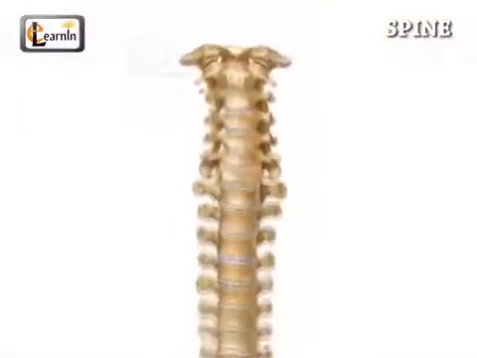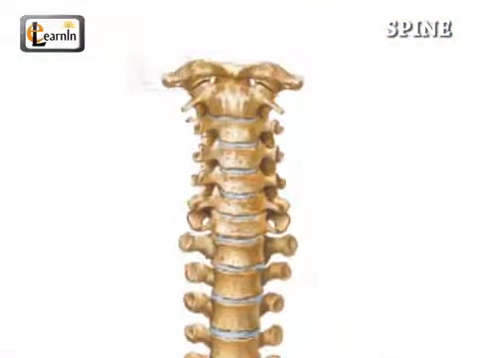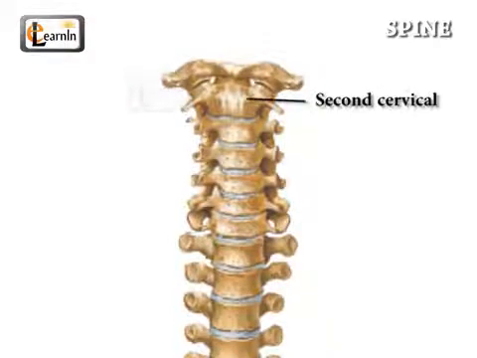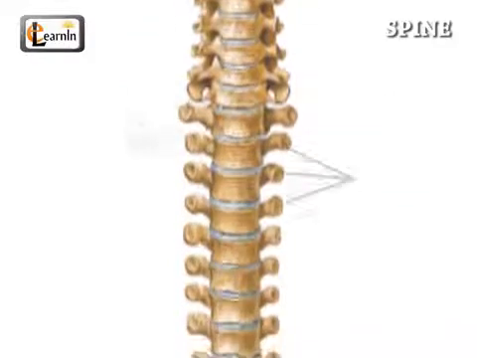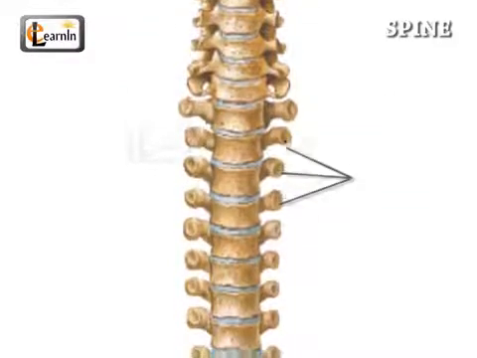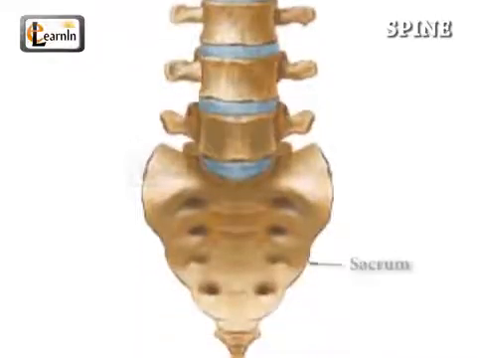The vertebrae increase in size from the neck downwards, that is, from the second cervical to the first thoracic. There is a slight decrease in the next 3 vertebrae, and then again there is a gradual increase in size till the sacrum vertebrae.